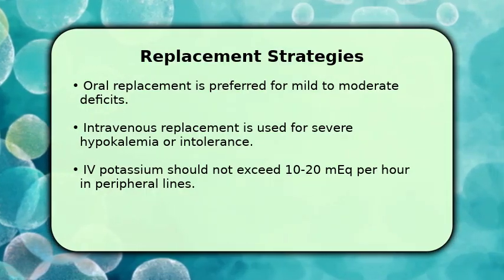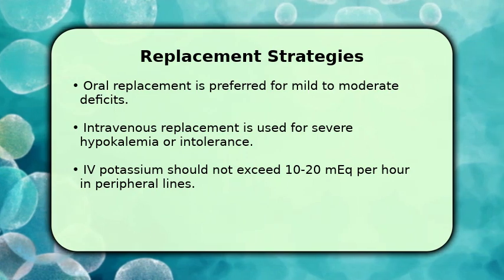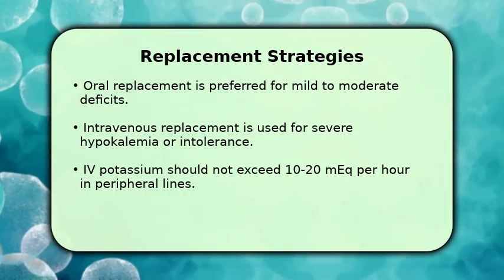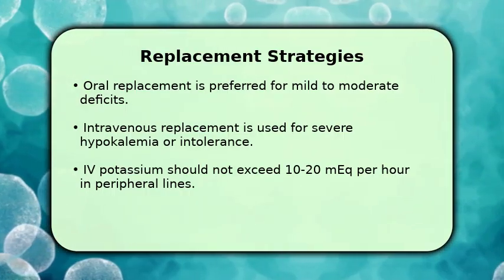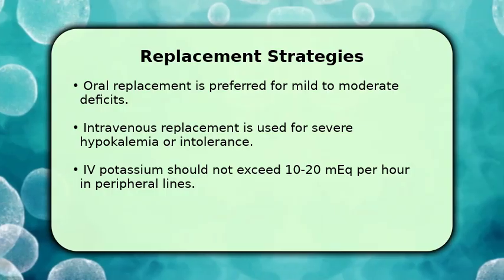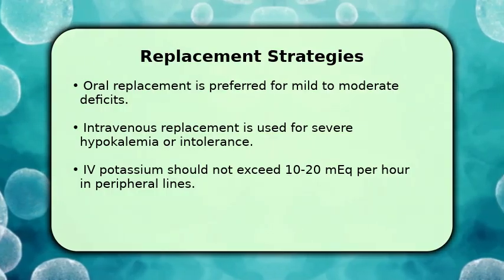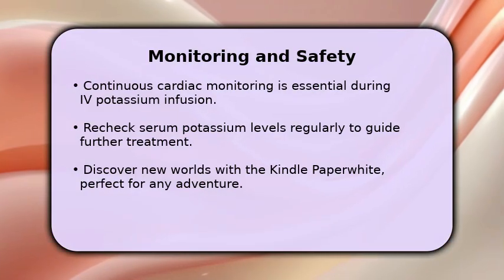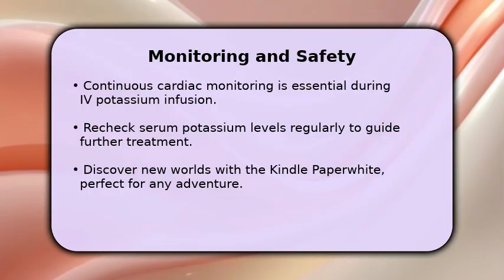When administering IV potassium, it's crucial to adhere to safety guidelines. Infusion rates should typically not exceed 10 to 20 mEq per hour through a peripheral line to prevent complications. Always monitor the patient closely. Effective potassium replacement requires careful monitoring.